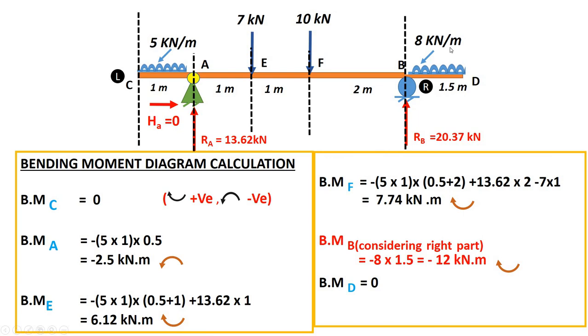So considering the right part, what about the moment? Moment is minus 8 into 1.5 into 0.75. Okay. So considering the right part, the moment is minus 12 kilonewton into meter, and as it is clockwise, right? In right part, clockwise moment is negative. Remember this thing. You can see my lecture of sagging and hogging bending moment. You will get how it is negative, right? So it is minus 12. And bending moment at D is 0 because it is free support.